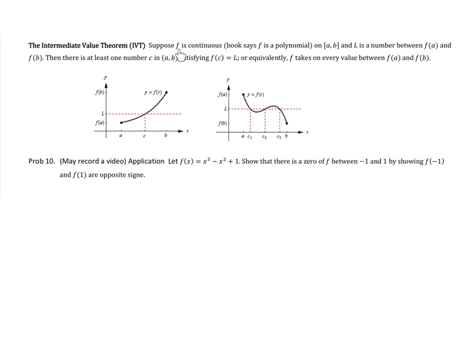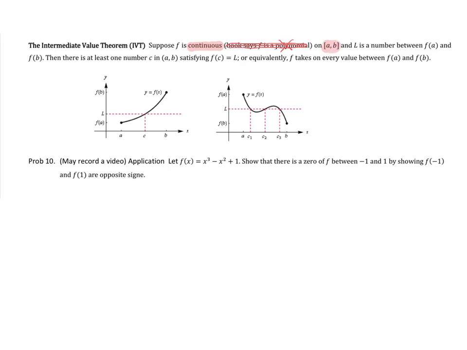So it says, suppose f is continuous. The book says f is a polynomial. I dislike that idea. We should not restrict f to be a polynomial. As long as f is continuous, this theorem will always work. So I don't like this idea to be restricted to polynomial. By the way, when we read, we should highlight, right? So continuous is important.